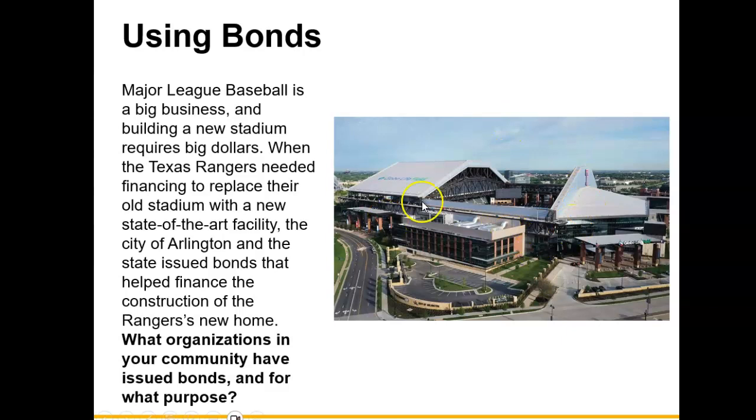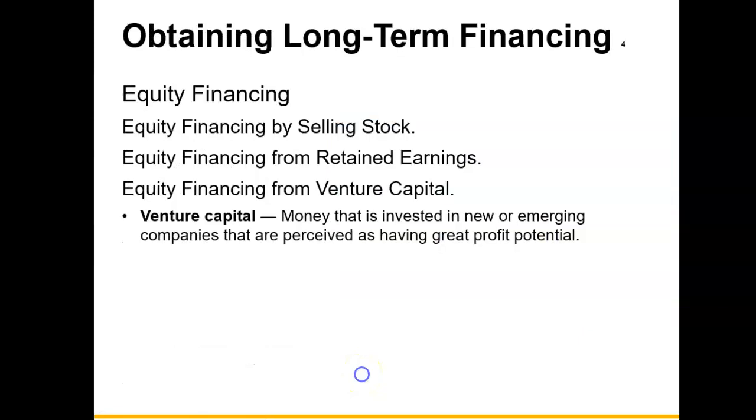Here we have a picture of the beautiful stadium for the Texas Rangers, who just won the World Series. And the state of Texas, or the city of Arlington, actually issued state bonds to help finance the construction of this stadium. So, do you know of any organizations in your community that have issued bonds? And if so, for what purpose? Please email me your response.